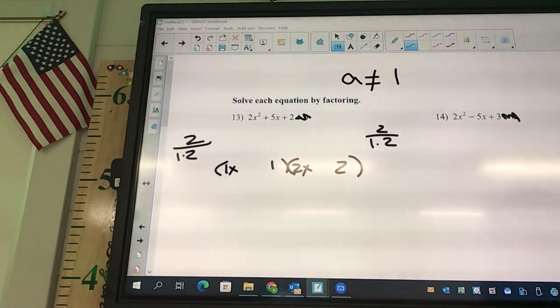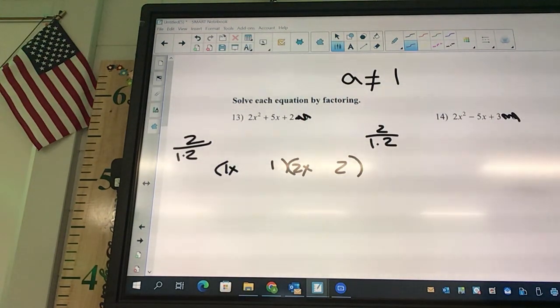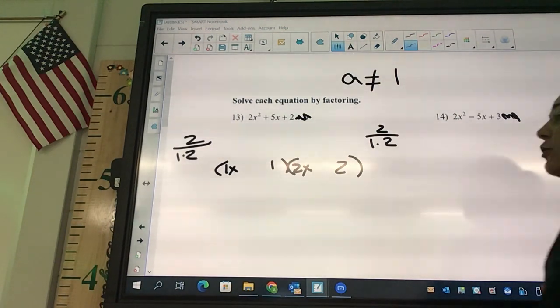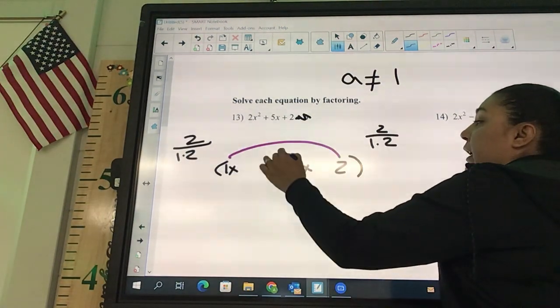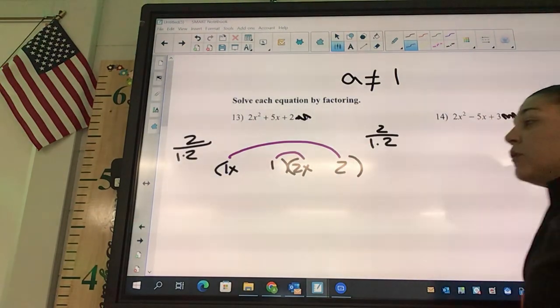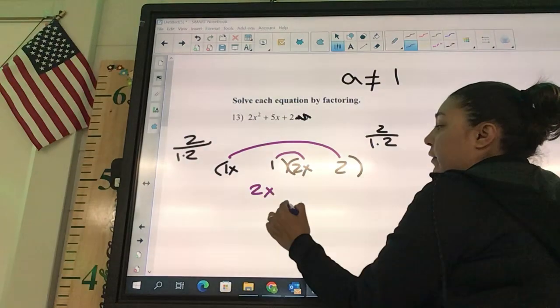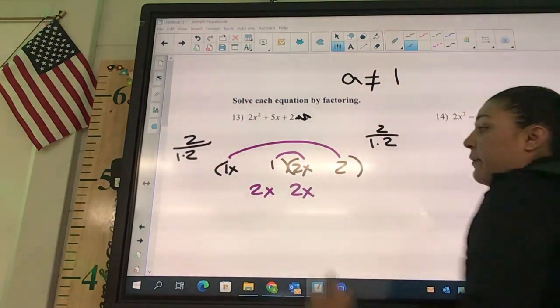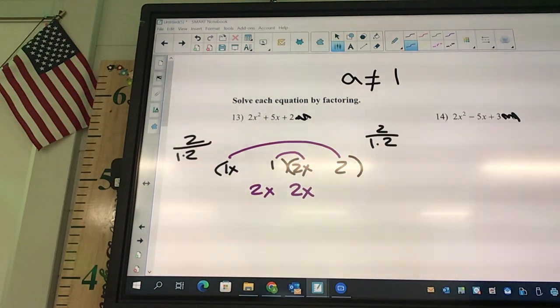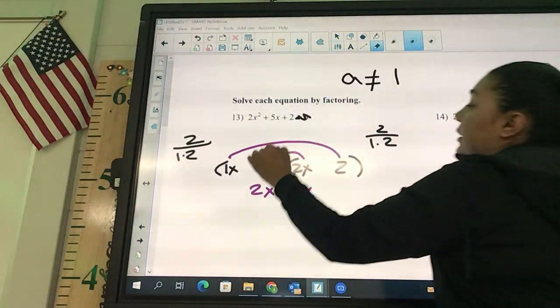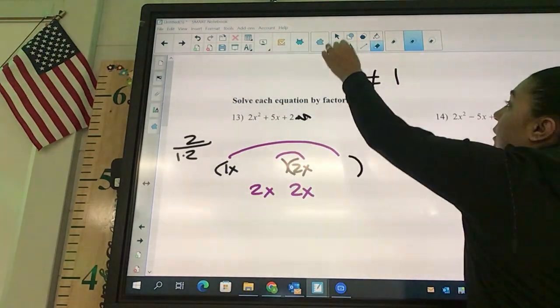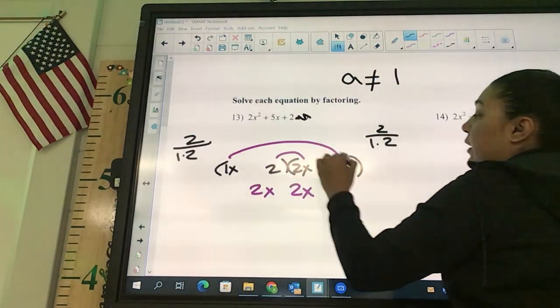What do you have to check? How do you see if it works? Okay, you check the outer 2 and the inner 2. Okay, so what is 1 times 2? 2x. The inner 2x. Is that ever going to give me a 5? No. Okay, so we're going to erase this and then put a 2 and then a 1.